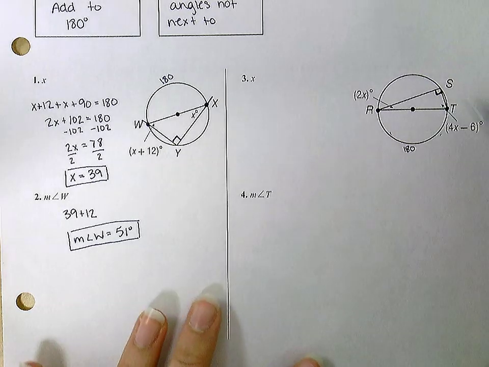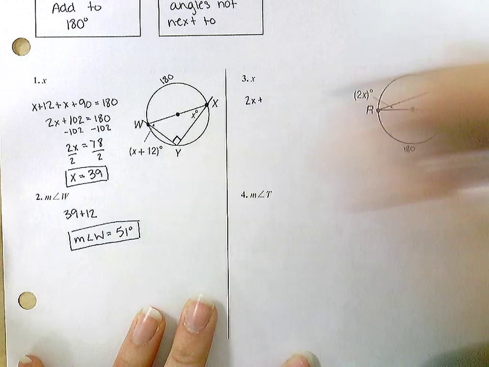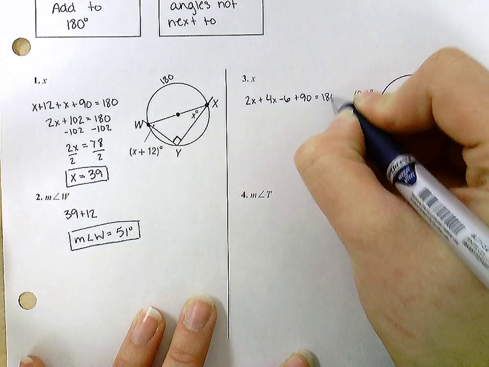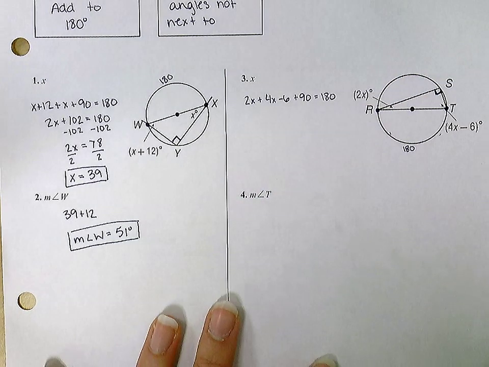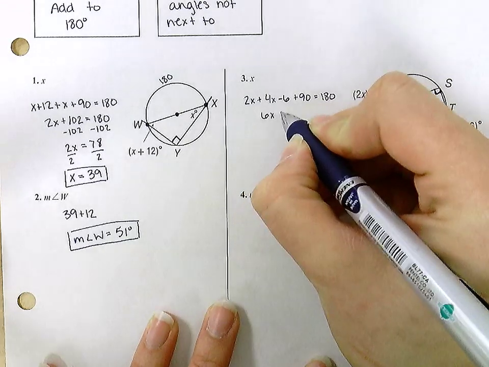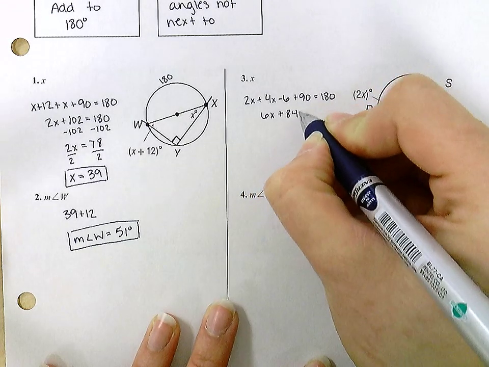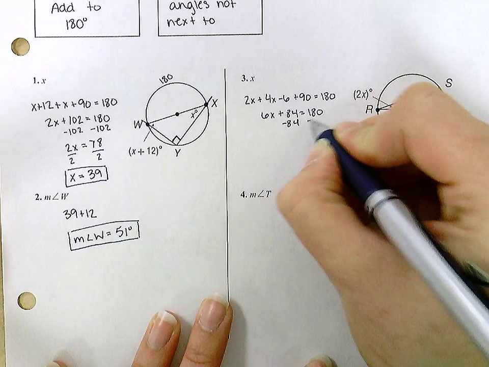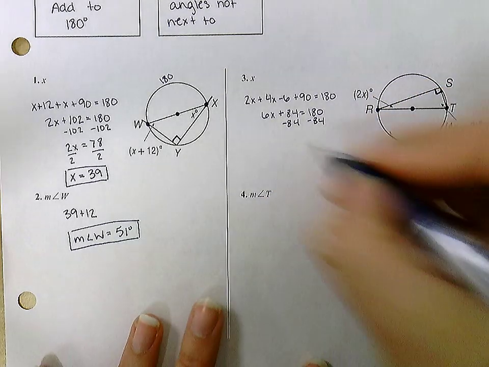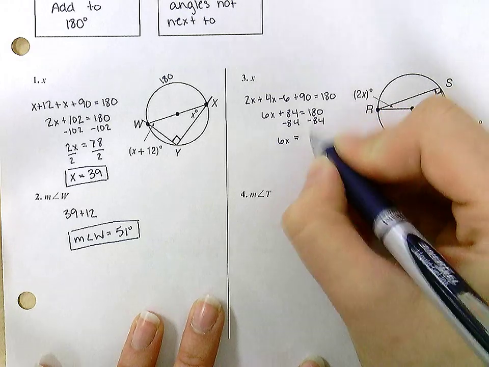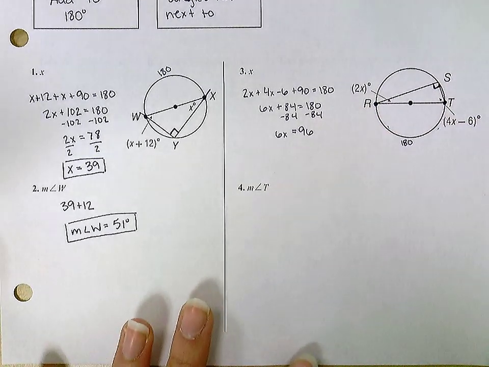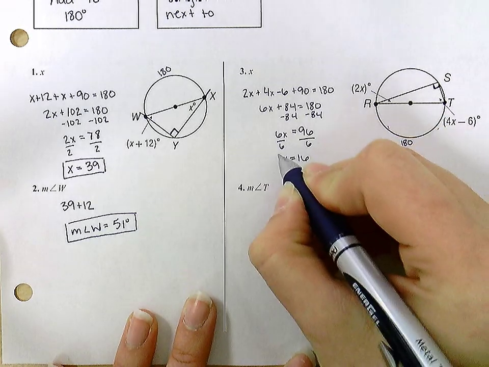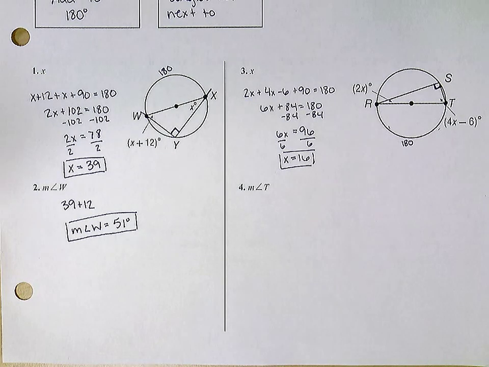Okay, so I can add up all 3 of my angles. 2x plus 4x minus 6 plus 90 has to equal 180. So I have 6x plus 84 equals 180. Subtract 84 from both sides of your equation to get 6x equals 96. Then divide both sides by 6. And x is equal to 16.